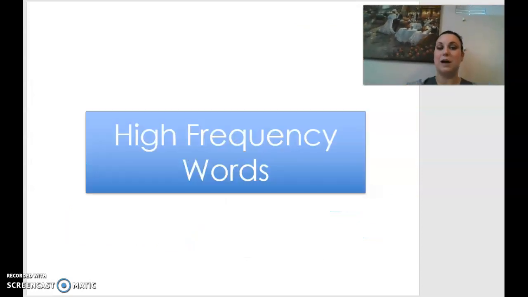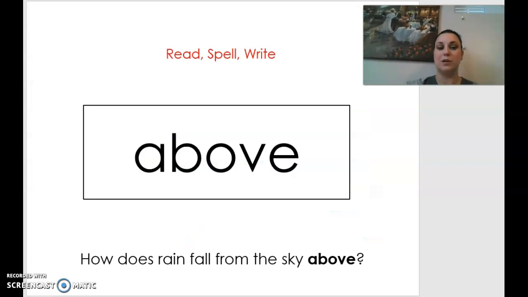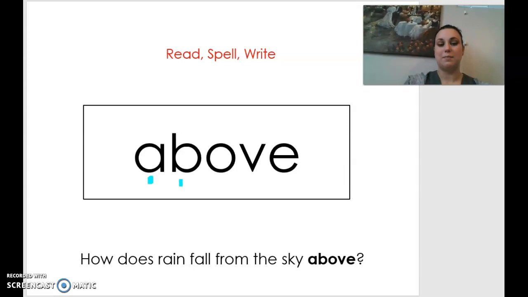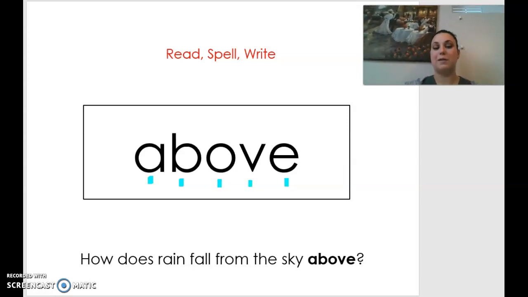All right, let's look at some high frequency words. This word is above. What's the word? Spell it. A-B-O-V-E. Above. Tell your family a sentence that has the word above in it.